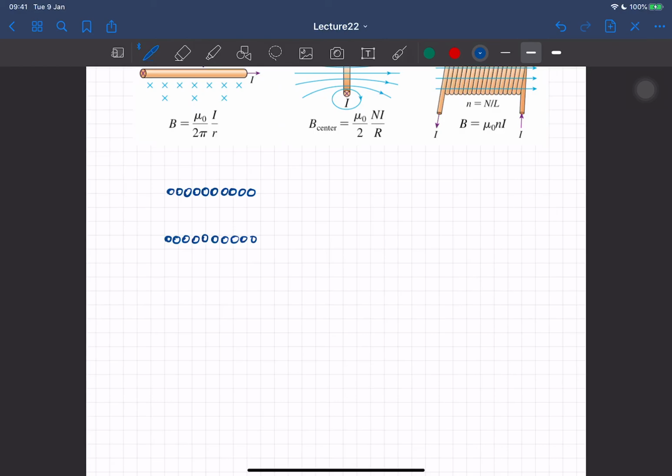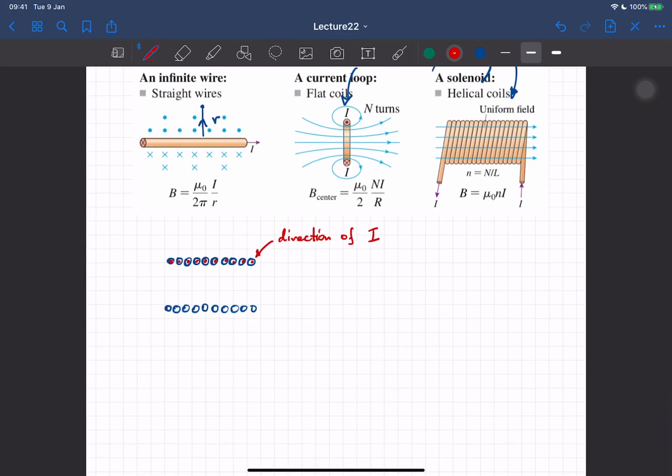Okay, and I'm gonna put in dots here. This red one actually indicates the direction of the current, which is out from the page. Remember, this is when you cut the whole coil in half, right? So if you have something like this, then you cut it in half like this. Okay, that's what I'm doing.